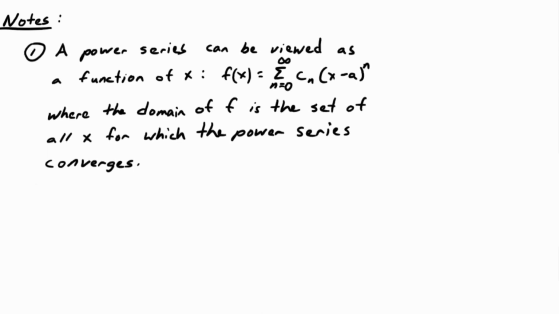So, notes. Number one, a power series can be viewed as a function of x. In other words, I could set f of x equal to that power series that I defined above. And the domain of f is the set of all x for which the power series converges. So we wouldn't try to plug in an x value if you get a series that doesn't converge to a number.